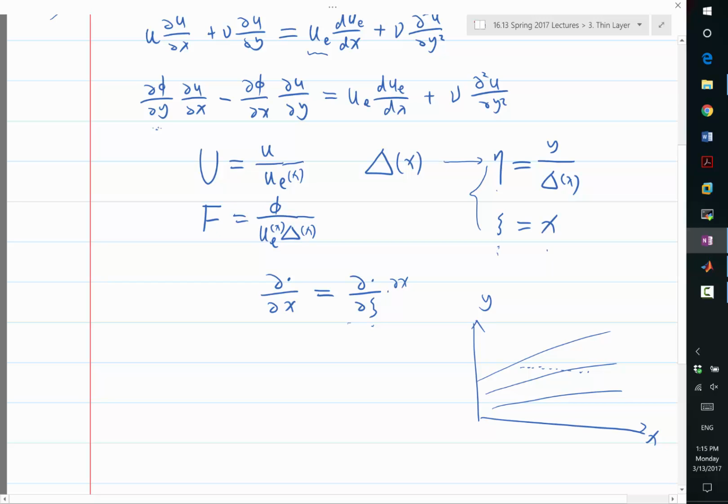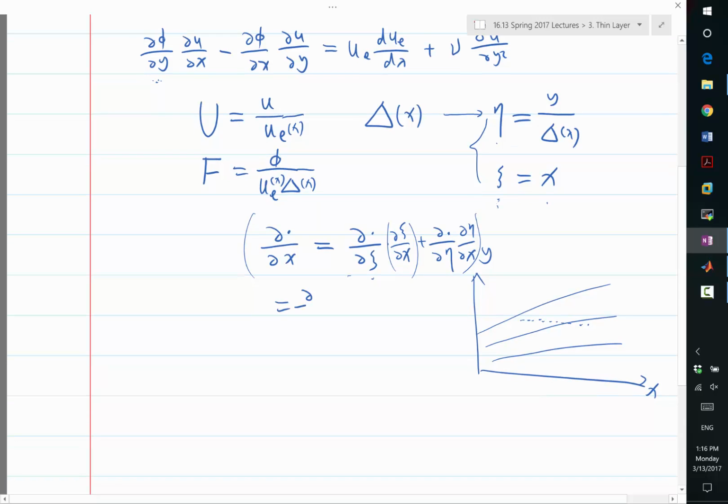This is equal to this times partial x partial xi plus partial eta. Oh, the other way, yes. Thank you. Partial xi partial x, and then partial eta partial x. Now you see partial eta partial x is not 0. Partial xi partial x is 1. Okay, so let's keep deriving. That means partial xi partial x can be dropped out, and the remaining term is partial eta partial x.